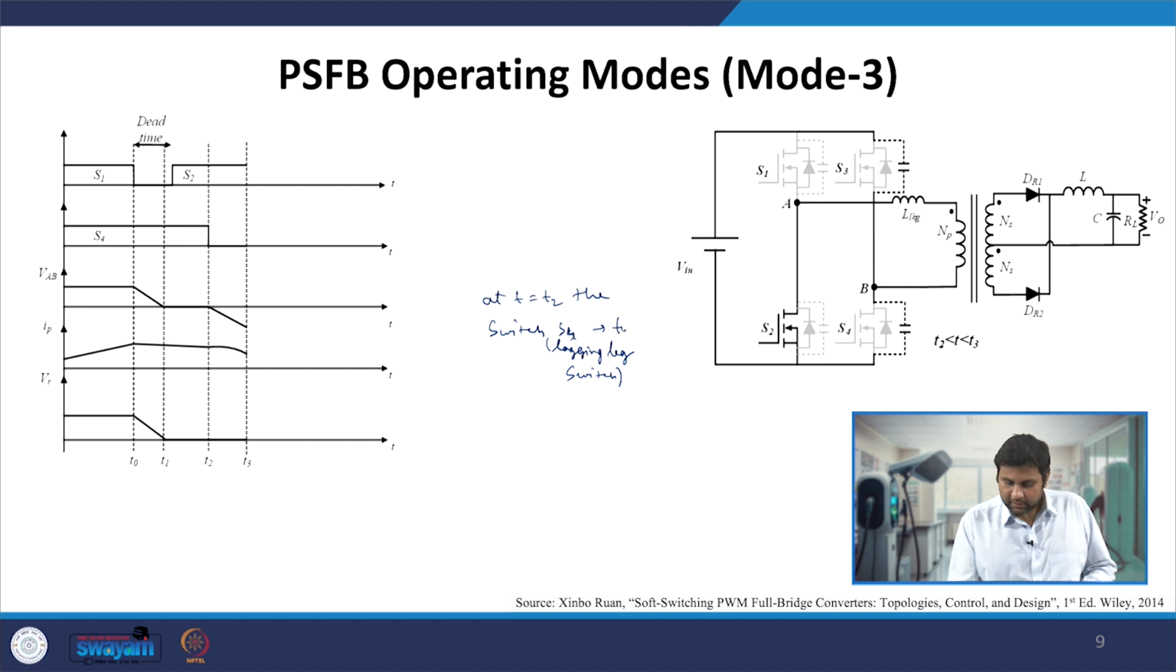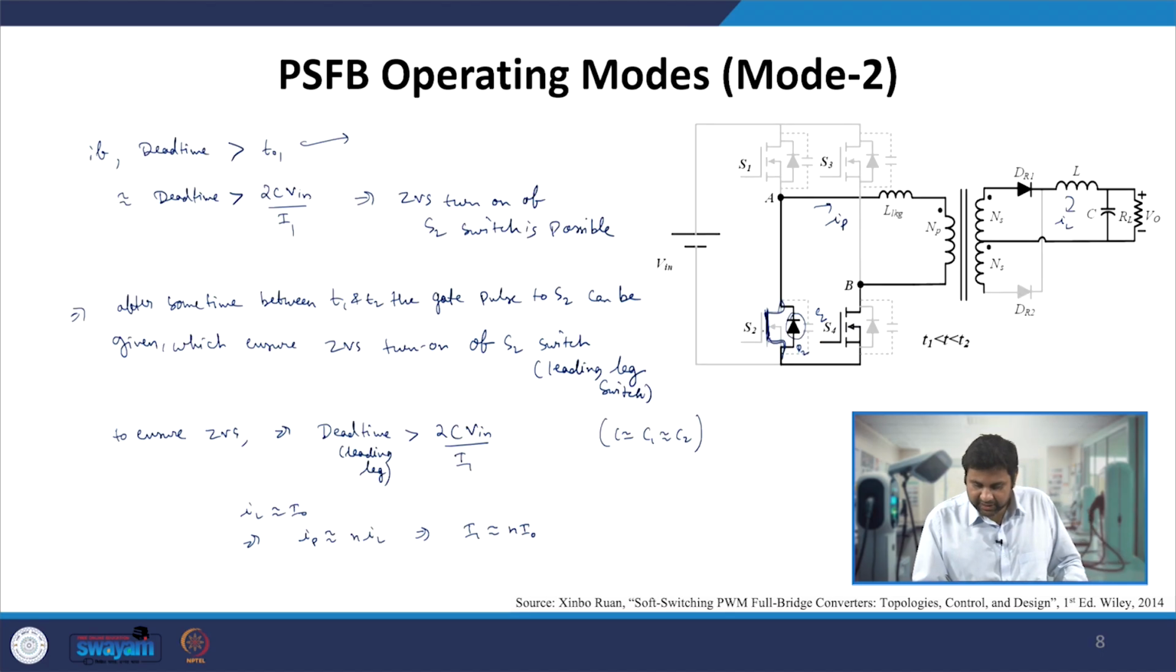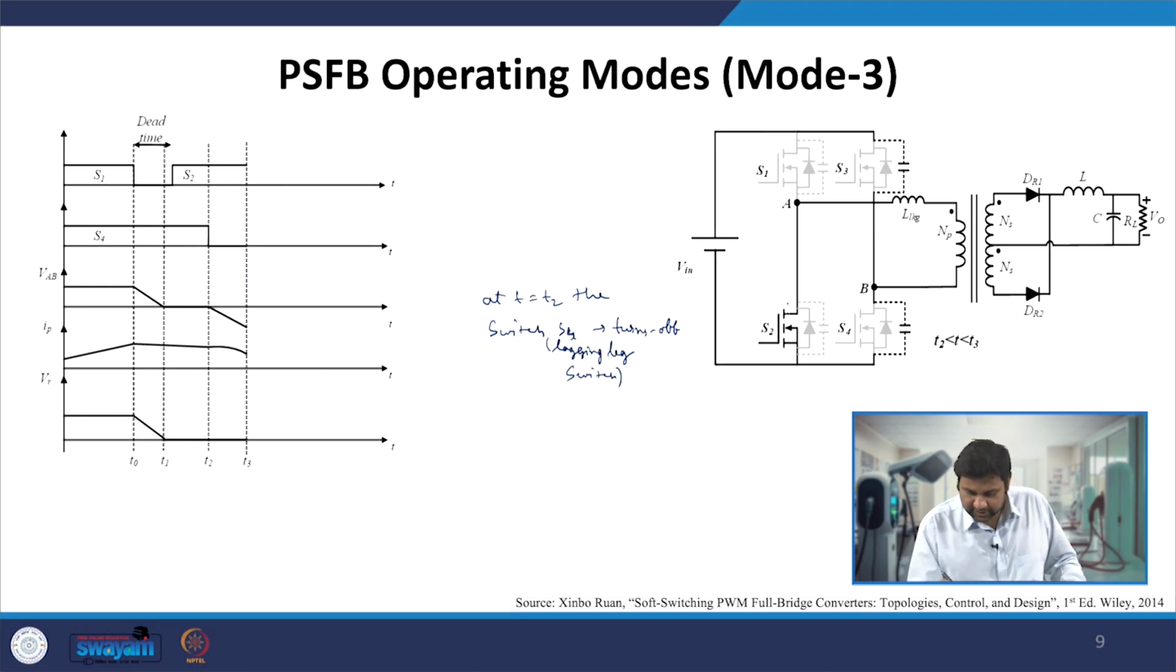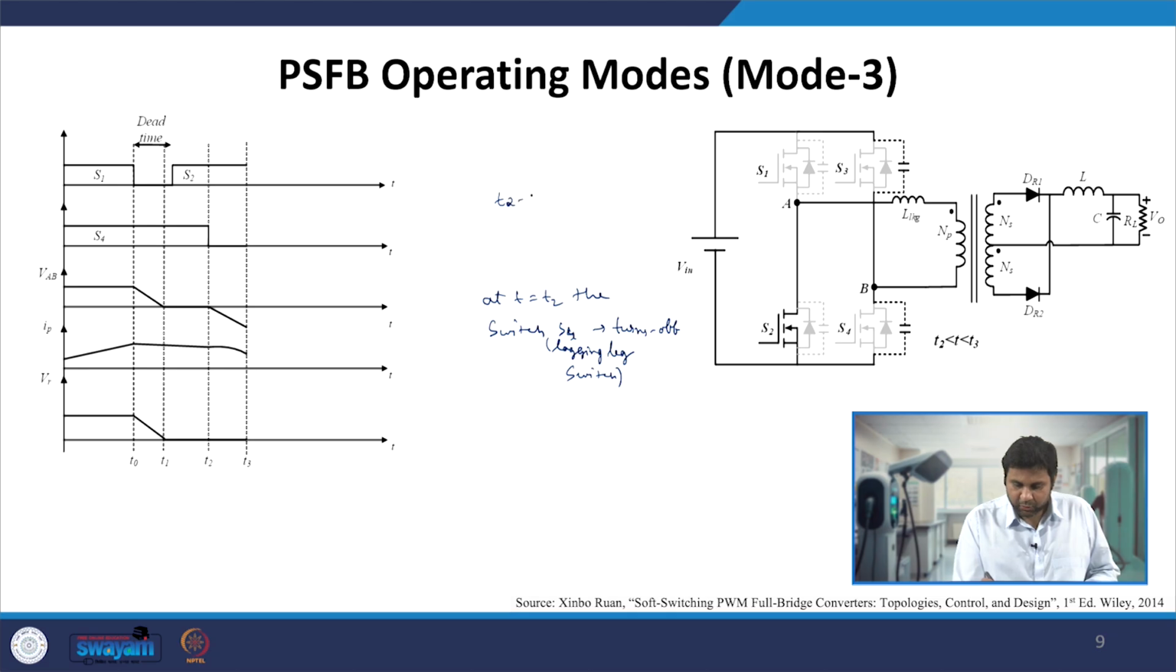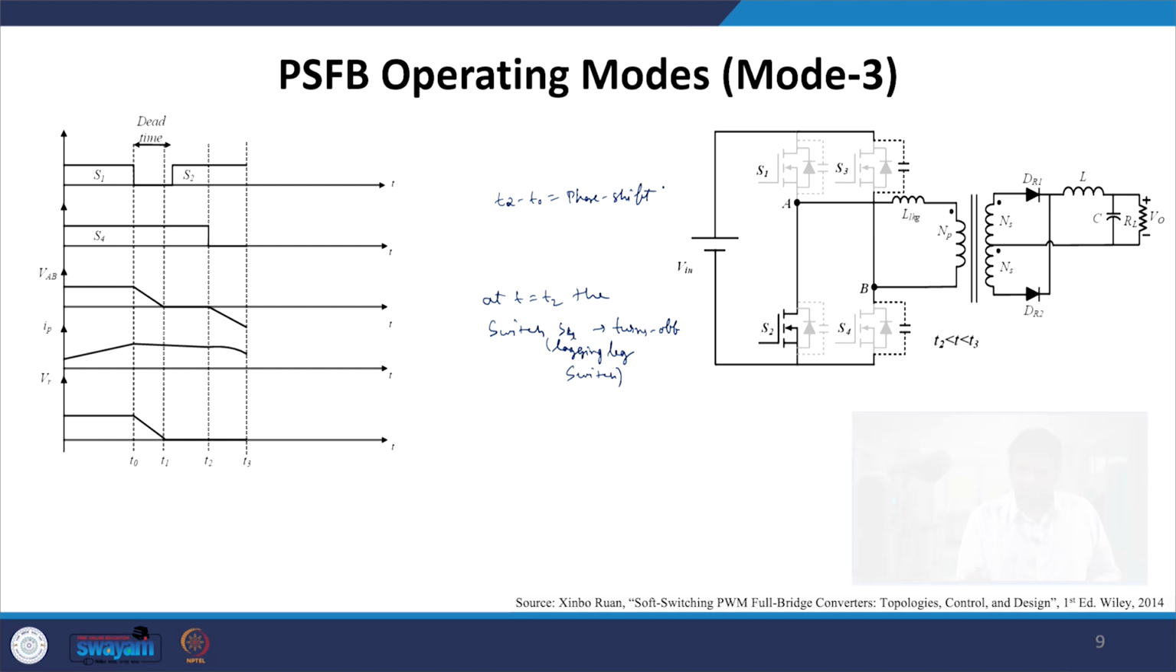The gate pulse of the S4 switch gets removed, and since I have already given the gate pulse of S2, you can see on the leading leg my S2 is already on. Now at T equal to T2, between T2 and T0 is nothing but my delta phase shift, which is equal to the phase shift we are giving, from T2 to T0.